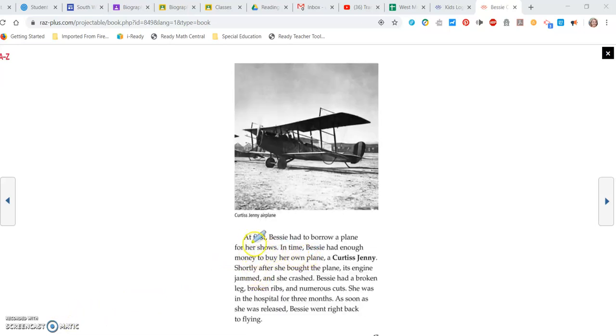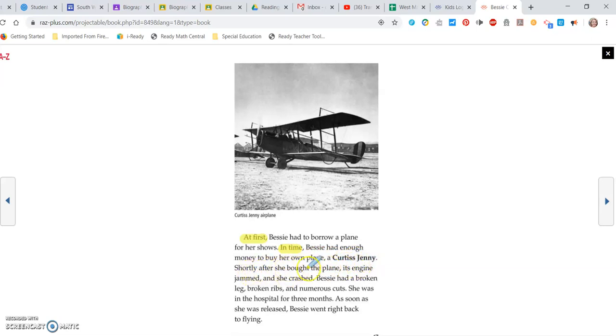Some transitions on this page include at first. At first, Bessie had to borrow a plane for her shows. In time, so this is sequential order, first she was borrowing, and now Bessie had enough money to buy her own plane, a Curtiss Jenny. So that's the type of plane that it was.